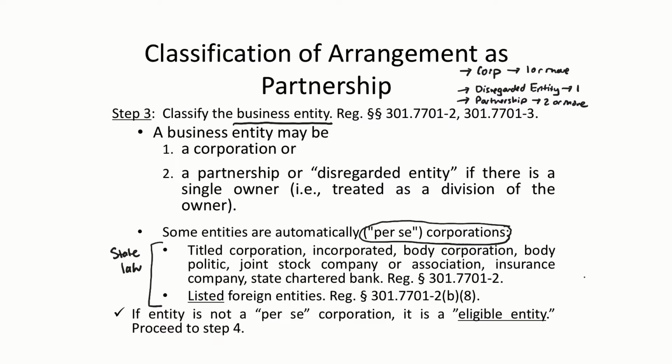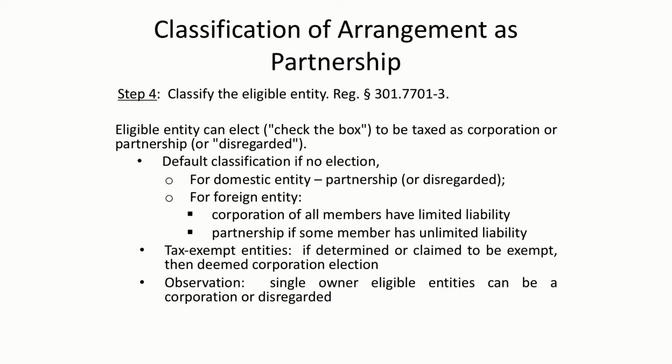If you're not a corporation, you're what's called an eligible entity. And basically what you're going to see in the next slide is that eligible entities have the ability to pretty much choose what they want to be. So eligible entities can pick corporation, disregarded entity, or partnership. Now, the only caveat is, again, if you have one owner, you can't be a partnership. You can only be a corporation or disregarded, you can't be partnership.